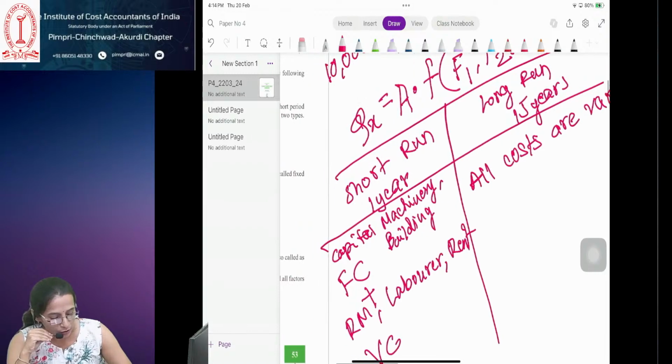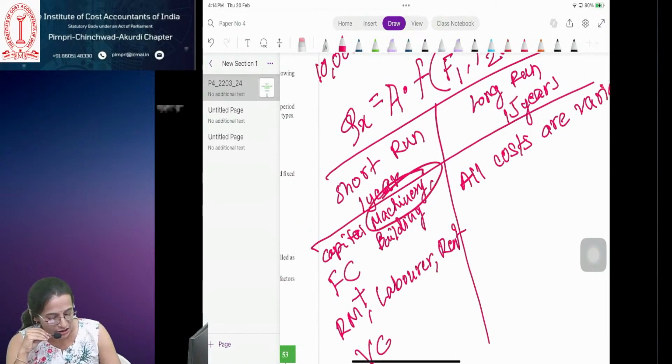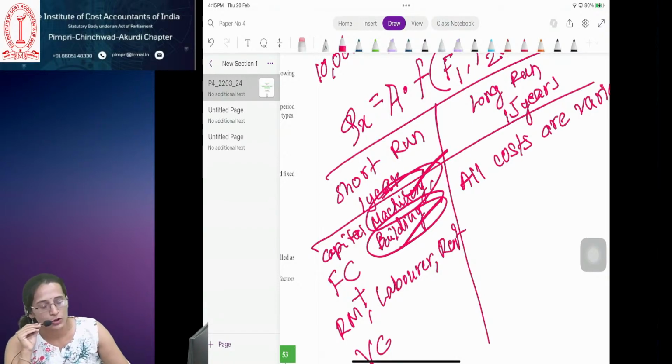Already we have purchased this machinery and building, right? In the long run, the scale of production is large, so we will be recovering this machinery and building cost also. So they are saying that all costs are variable. Got it? We are at a conclusion: in the short run, we have two costs, fixed cost and variable cost. But in the long run, all the costs are variable.